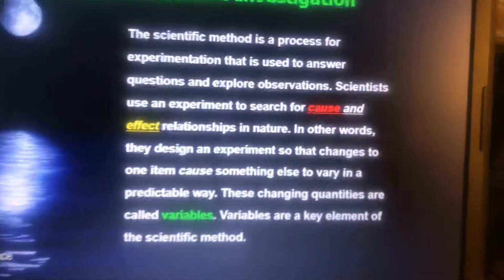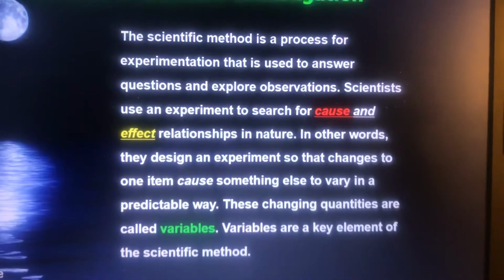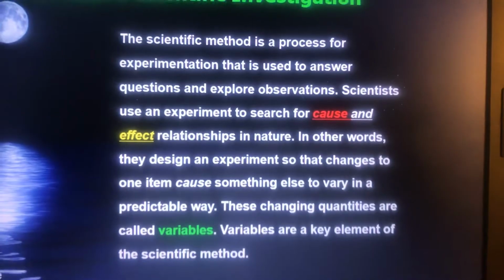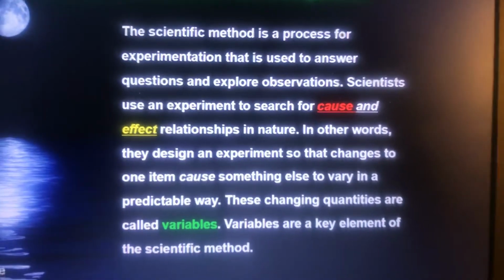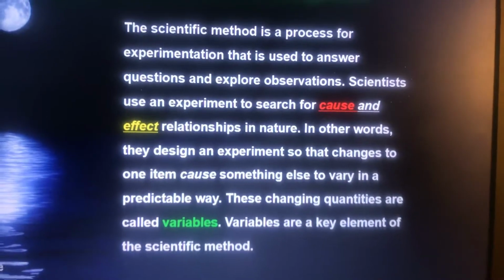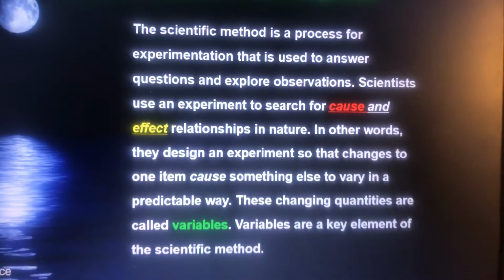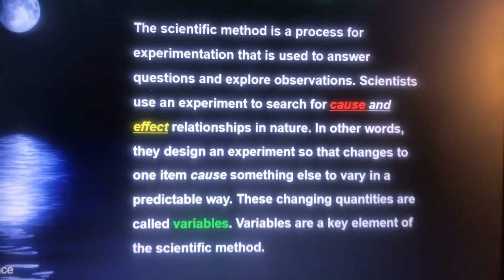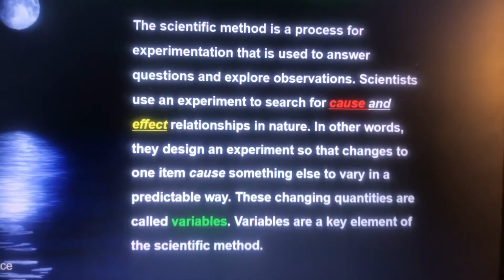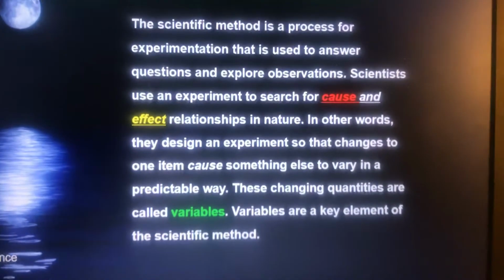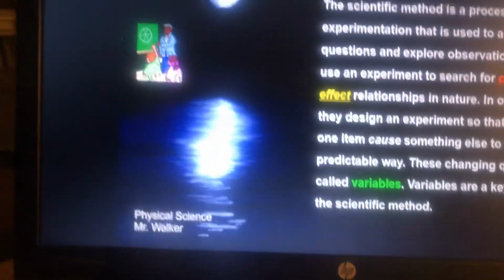So let's take a look at these words here. Scientific method is a process for experimentation that is used to answer questions and explore observations. Scientists use an experiment to search for cause and effect relationship in nature, right? Okay, we want to know what's the pull of gravity. Well, we do experiments. In other words, they design an experiment so that changes to one item causes something else to vary in a predictable way. These changing quantities are called variables, and variables are the key element of the scientific method.